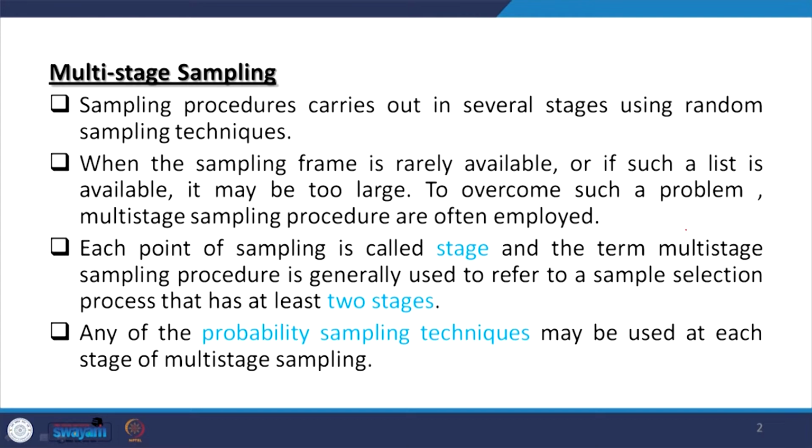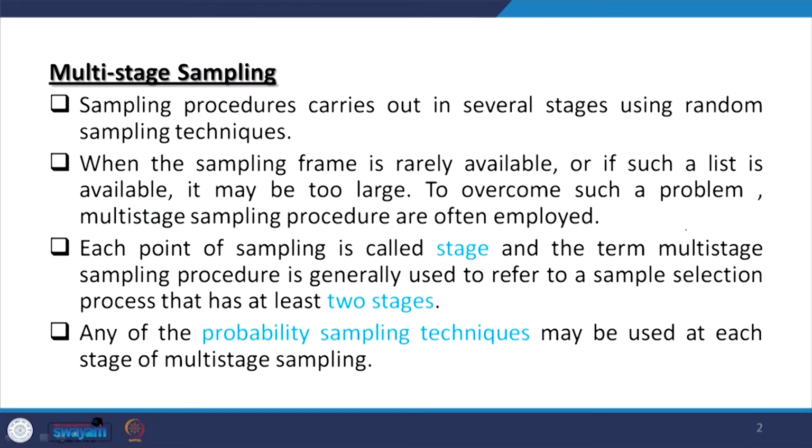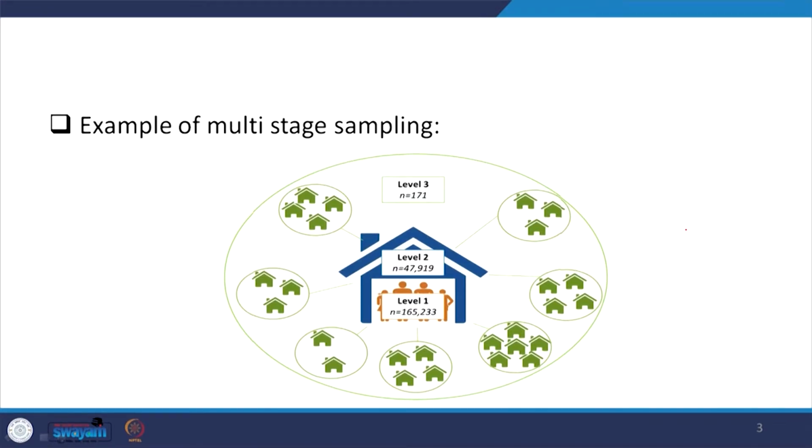Each point of sampling is called a stage. The term multi-stage sampling procedure is generally used to refer to a sample selection process that has at least 2 stages, a minimum of 2 stages. Any of the probability sampling techniques may be used at each stage of multi-stage sampling, as I already discussed from the beginning.